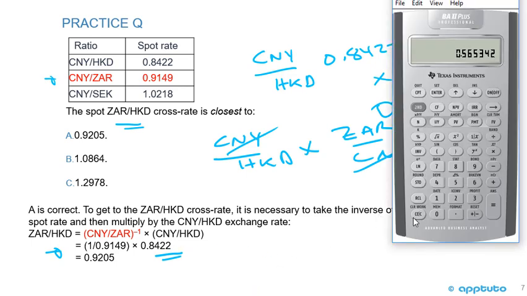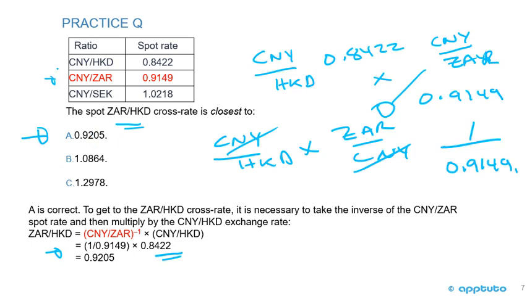So again, if I just bring up my calculator very quickly, these questions, if you're good at them, they're a lot less than 90 seconds, and you like them because you know you're right. It's black and white. You understand the math, you understand how to do it, you understand what's been presented, and really in terms of calculating cross rates, there's not any curveballs they can give you. So 1 divided by 0.9149, you get that, and then multiply it by the 0.8422, and you get 0.9205. So you can see the correct answer is A. So quite an easy question.